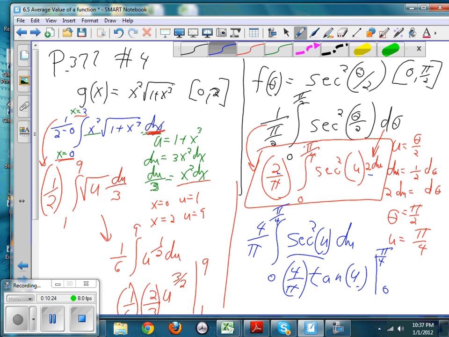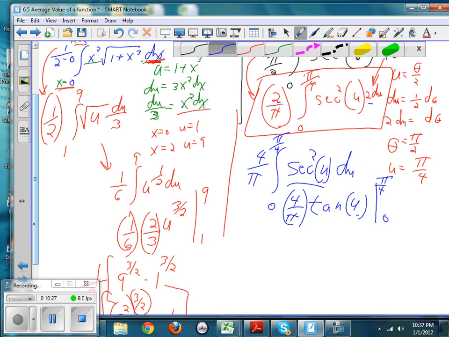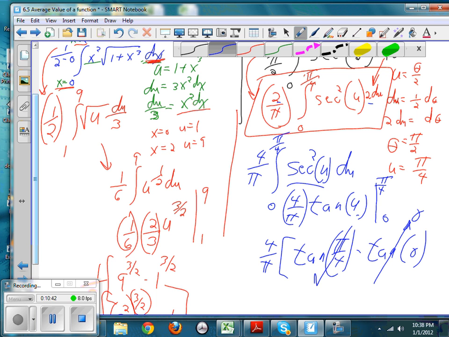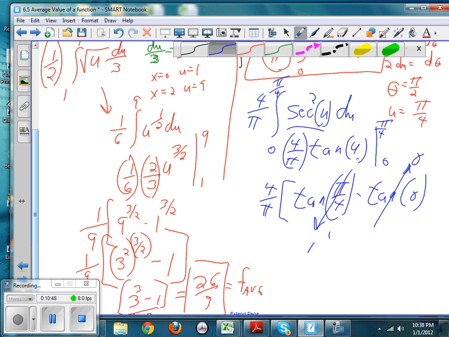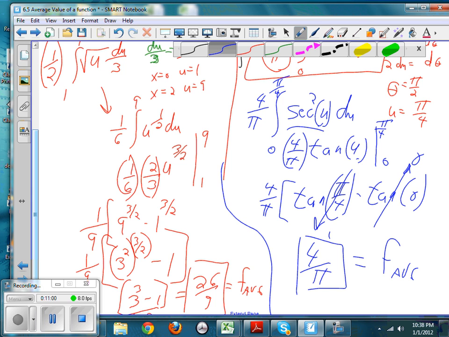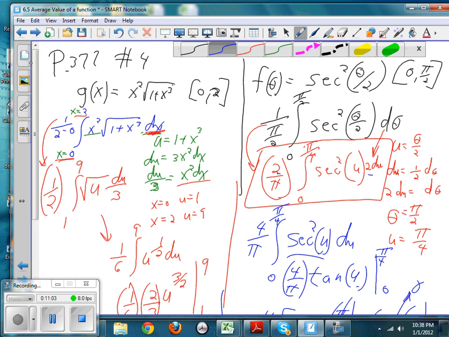Okay, let's extend this down a little more. And what is this? This is 4 over pi times the tangent of pi over 4 minus the tangent of 0. That is 0. That is 1. All right, so this whole thing becomes 4 over pi. That equals F average. Okay, two different problems, two different work. I had to use substitution both times. I had to remember the easy value of the average value.